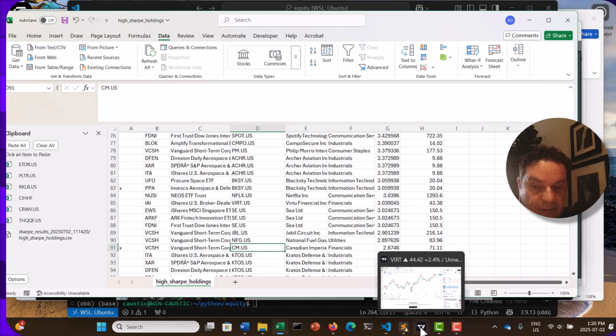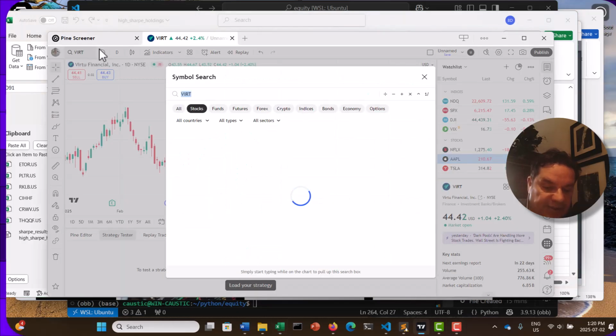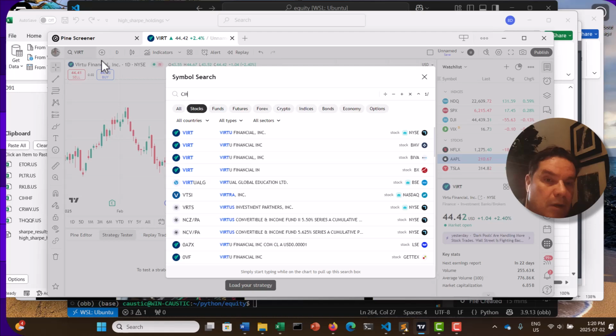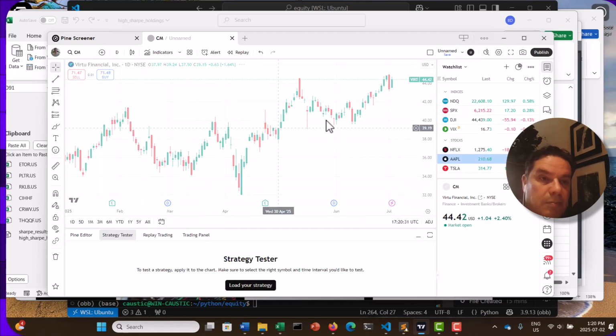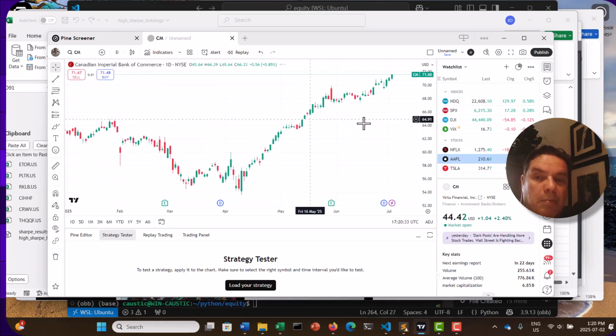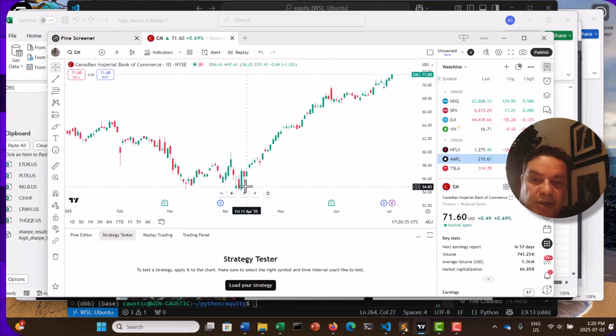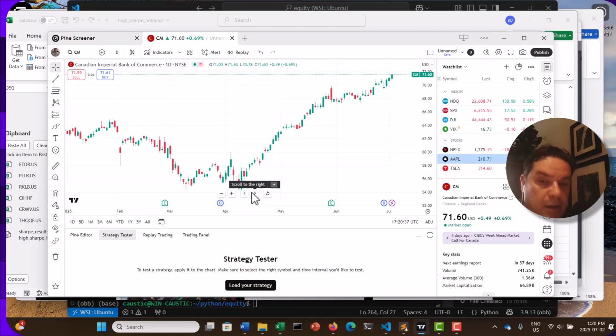CM. This one's not too bad actually. CIBC, CM. Interesting stock. It's cheap on the U.S. stock exchange from $54 back in, and it's held its own really well. Very little drawdowns. This is an important thing to know about. But look how it's performed.